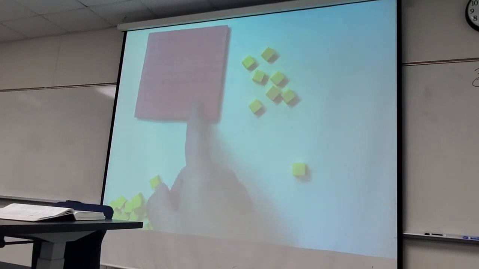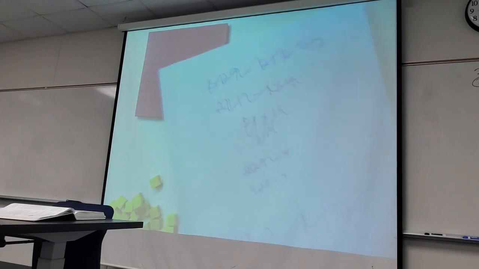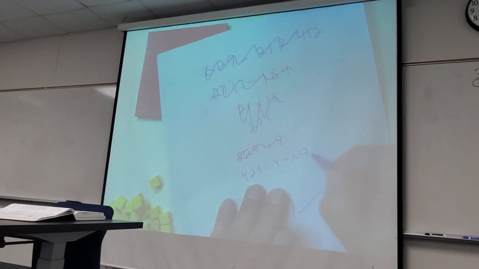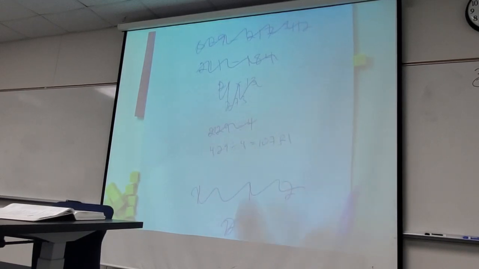What's this? 107. 107, remainder 1. Yeah. So this is 107. Does anyone see if that's the right answer? 107 times 4 would be 428, right? And the remainder 1 makes it 429. So we did it.